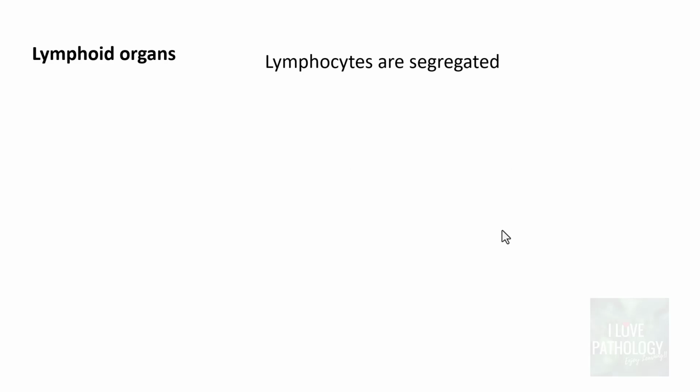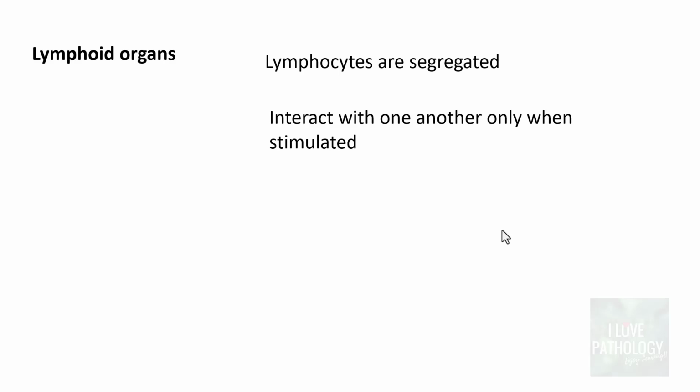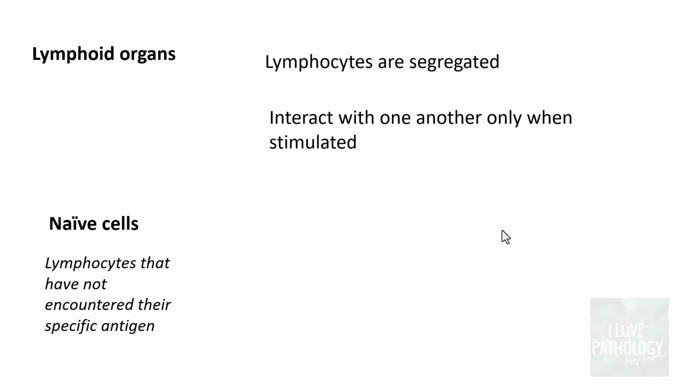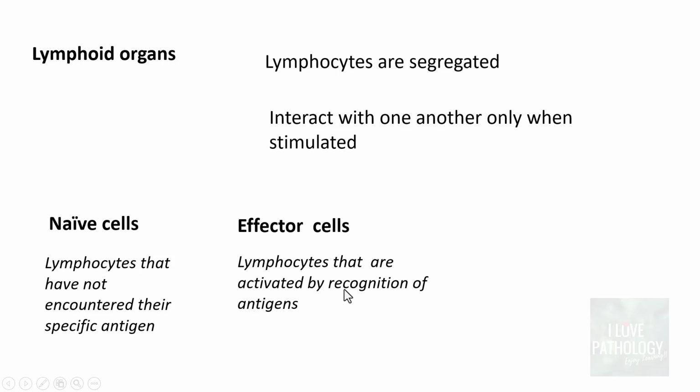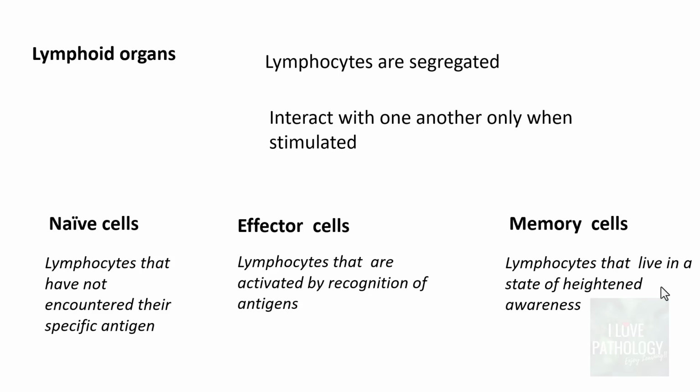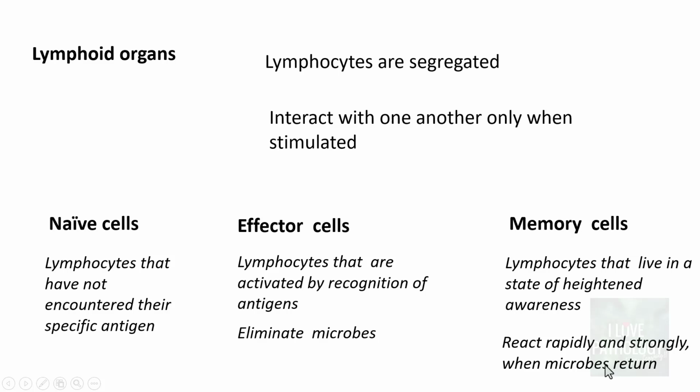In the lymphoid organs, the lymphocytes are segregated and interact with one another only when they are stimulated. If the lymphocytes have not encountered their specific antigens, they are referred to as naive cells, whereas the lymphocytes which are activated by the recognition of various antigens are called effector cells. The third type of cells are memory cells, lymphocytes which live in a state of heightened awareness. The effector cells eliminate the microbes, whereas memory cells react rapidly and very strongly when these microbes return, because they remember that this microbe once affected our body.